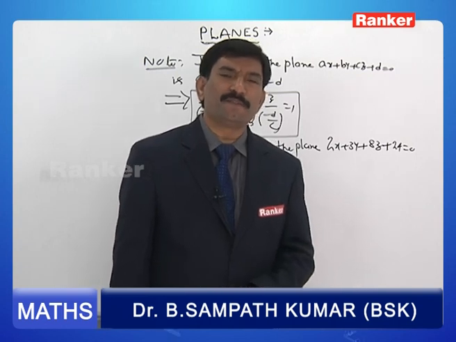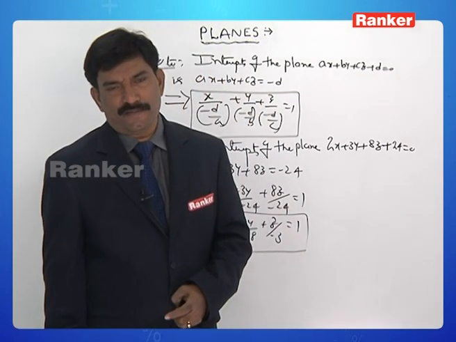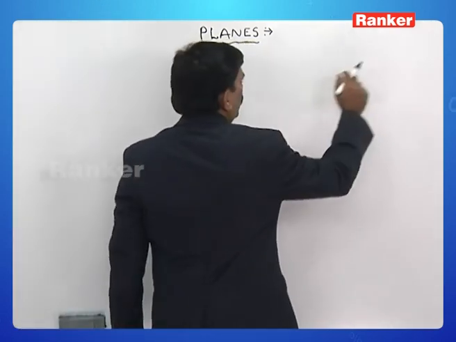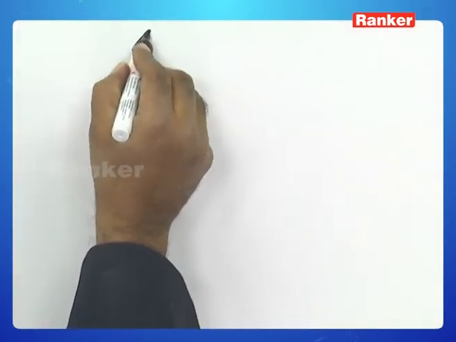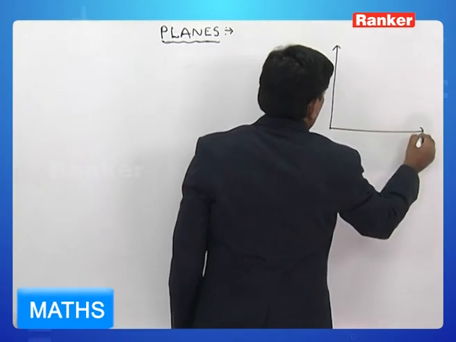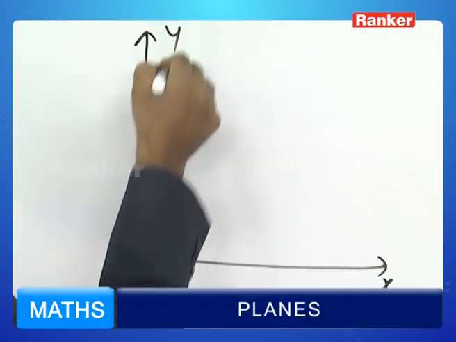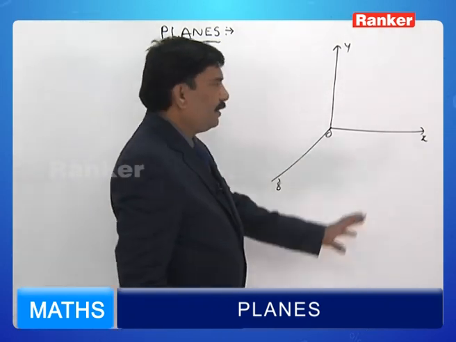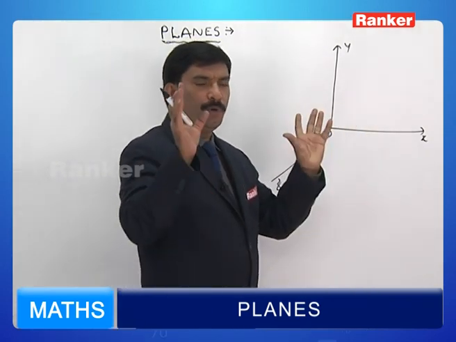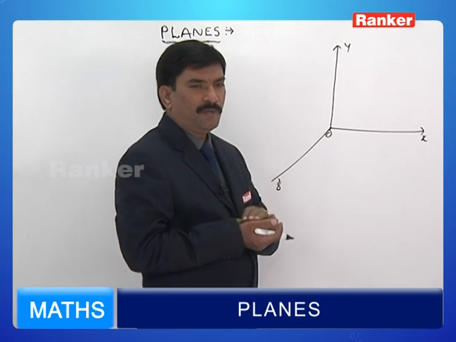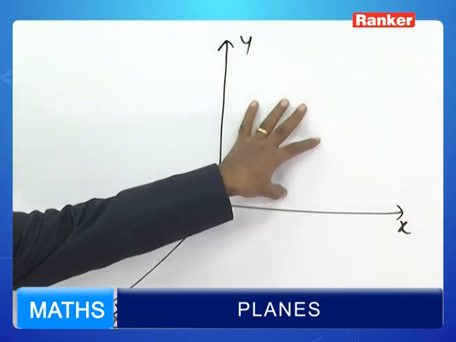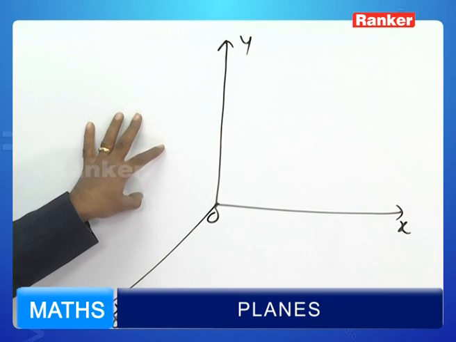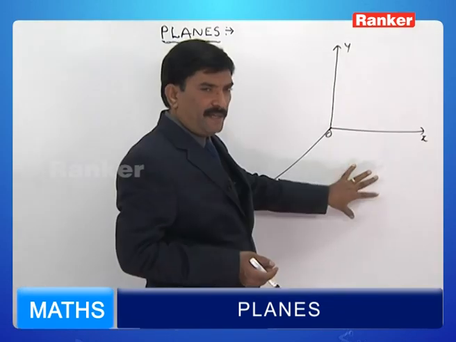Now let us discuss how many types of the planes are there. Now let us take, this is x-axis, origin, y-axis, the z-axis. There are three types of coordinate planes. One is xy plane, other one is yz plane, next zx plane.